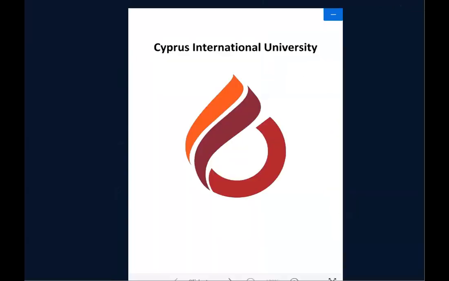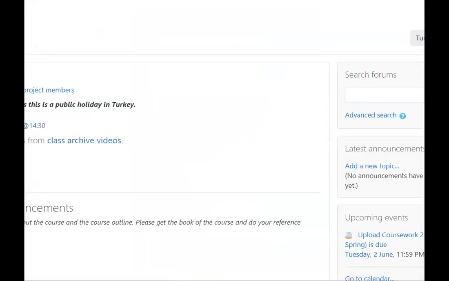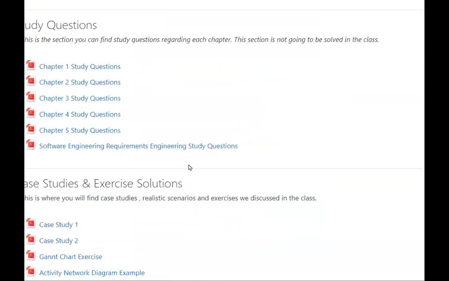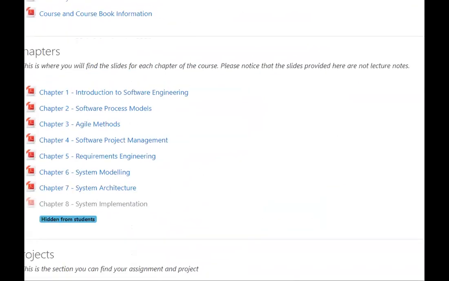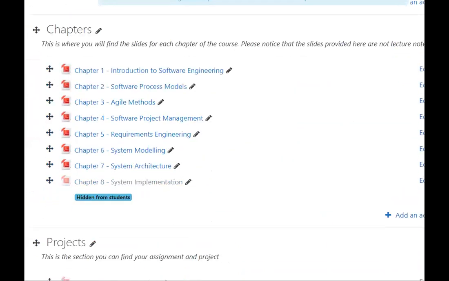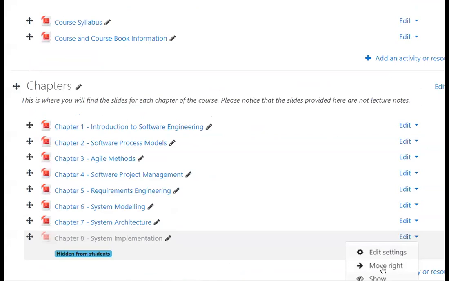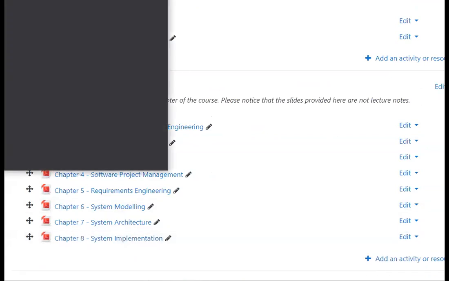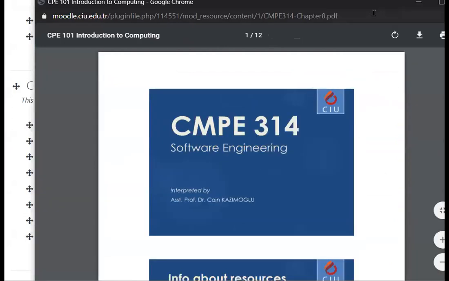around this chapter. So if I go back, I think I only have one more chapter left. Yes, system implementation is my last chapter. So I'm gonna open this chapter in here and make it available to you now. You can have a look at it. This is a relatively short chapter. It's not very long, and we're gonna cover it not next week.